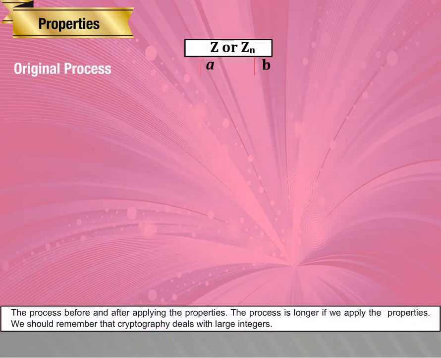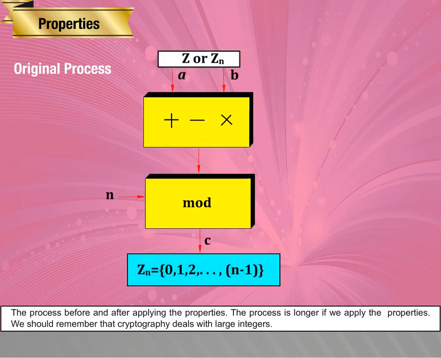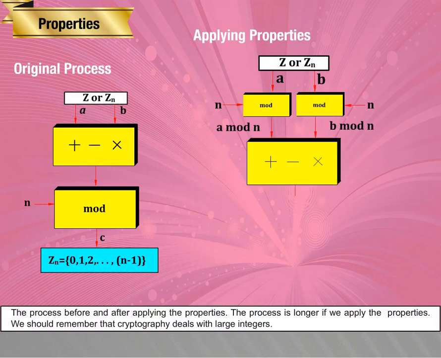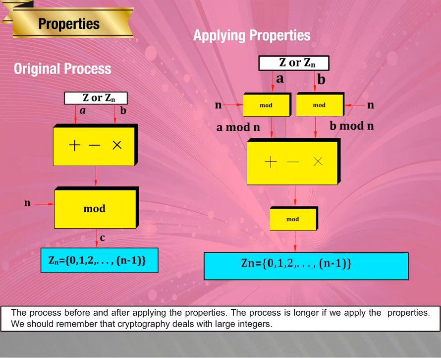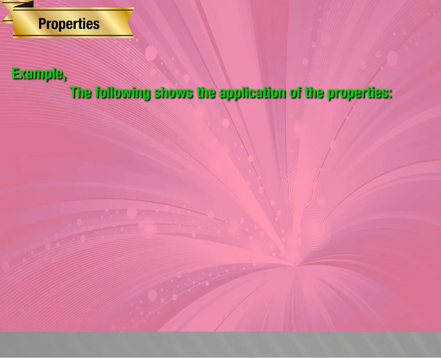The process before and after applying the properties. The figure illustrates that the process is longer if we apply the properties, but we should remember that cryptography deals with large integers. Example: the following shows the application of the properties. 1.